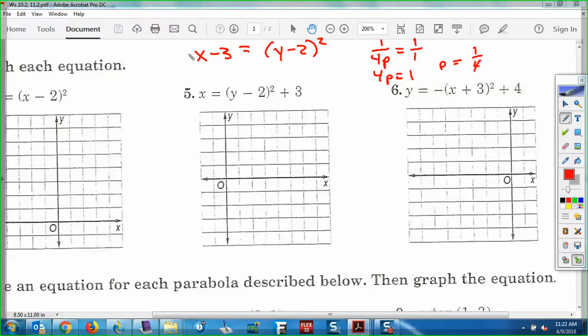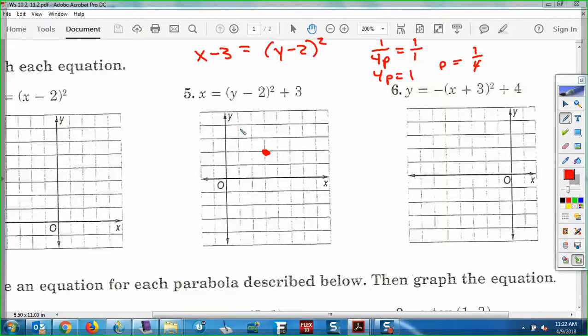Okay, so we've got our 3, 2, 1, 2, 3. So there's our vertex. Now, the only thing I would ask is that you plot the focus and that you plot a couple points just to make sure, and that you don't just roughly sketch it in there.